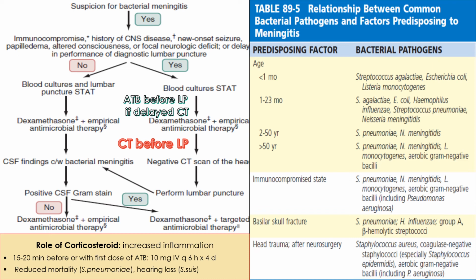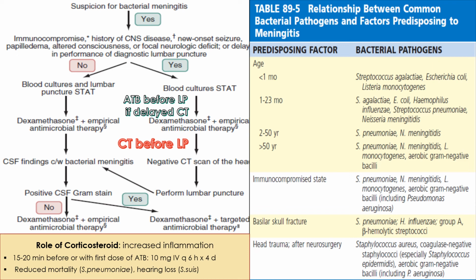About dexamethasone, the role of corticosteroid in meningitis: the patient has inflammation of the meninges, which occurs in a closed space that has the risk of brain herniation. So this is to reduce inflammation.